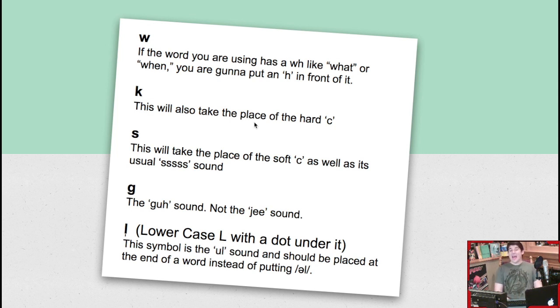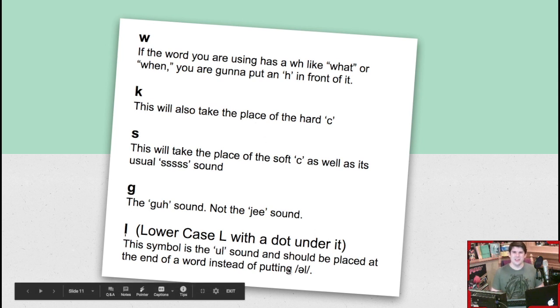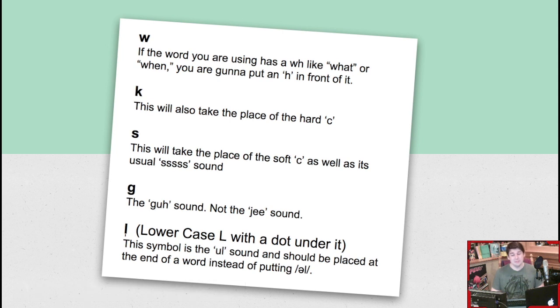Last but not least, the L. The L is a little bit weird because it has a slightly different symbol for the end of a word, like "metal." As you see down at the bottom of this slide here, ooh, I had my mouse on the entire time. I'm sorry, I know that's aggravating. I'll make sure to move that aside for the rest of this.